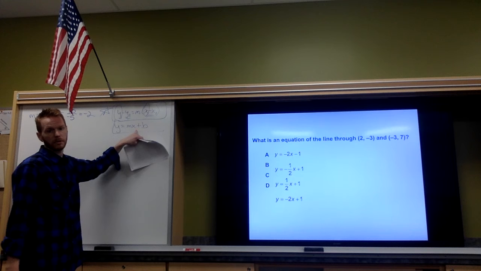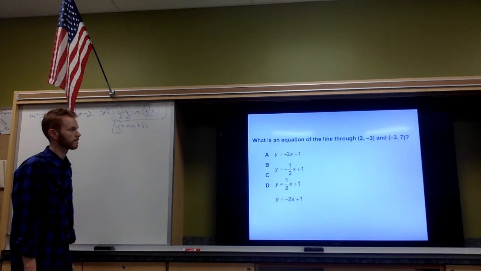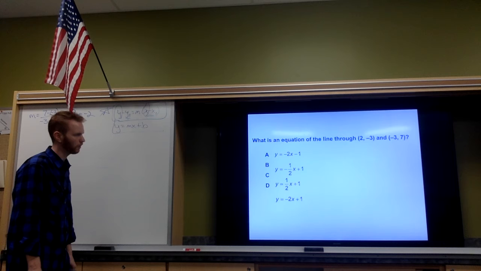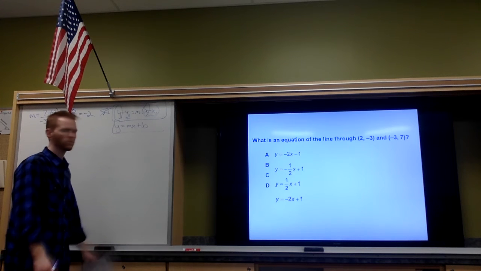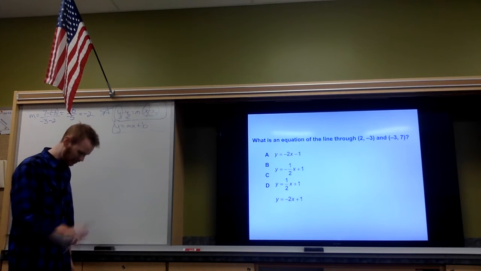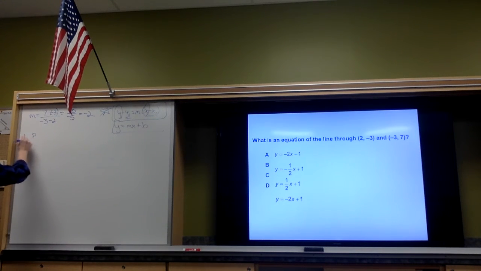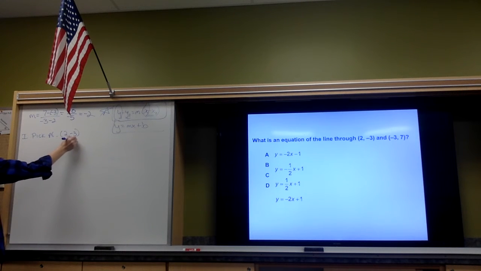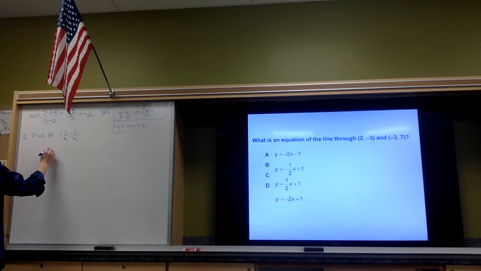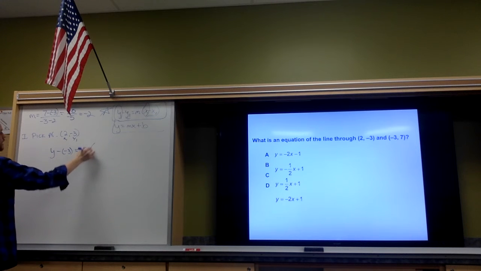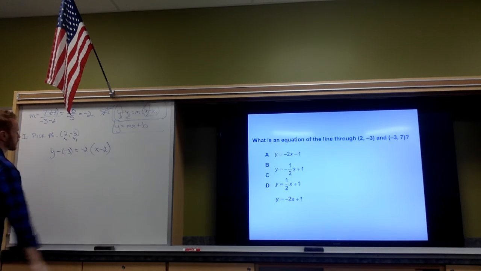Just like this guy. Remember how we picked a point for this guy? Now I get to pick one for this. And there's negatives no matter what. That's a bummer. Well, let's do 2, negative 3. Yeah, why not? So I pick point 2, negative 3. Okay? So this is my x sub 1. This is my y sub 1. So here we go. I'm going to have y minus a negative 3 equals negative 2 times x minus 2.